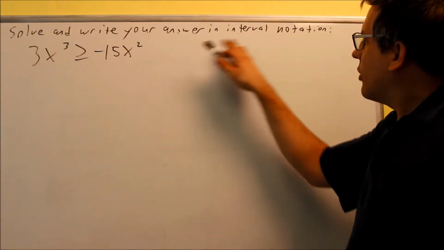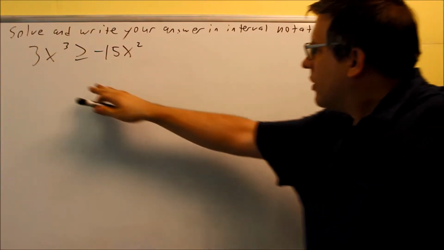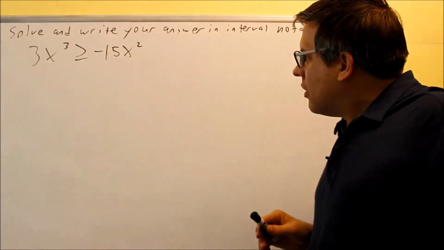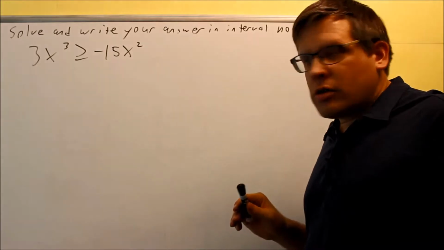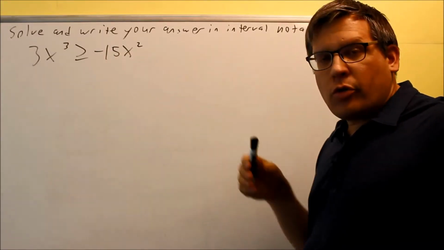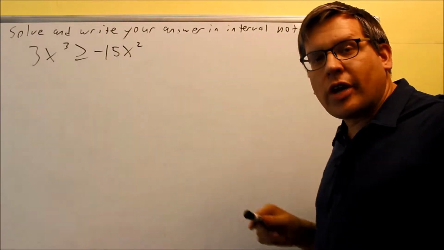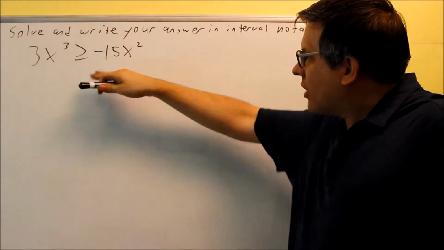Okay, we want to solve and write our answer in interval notation. So the problem that we have is this one here. And what we notice about it is, once again, there's no 0 included in there. So if there's no 0 initially, you want to make sure you have an inequality with a 0 after it. So if you don't have that, that's going to be your first step.